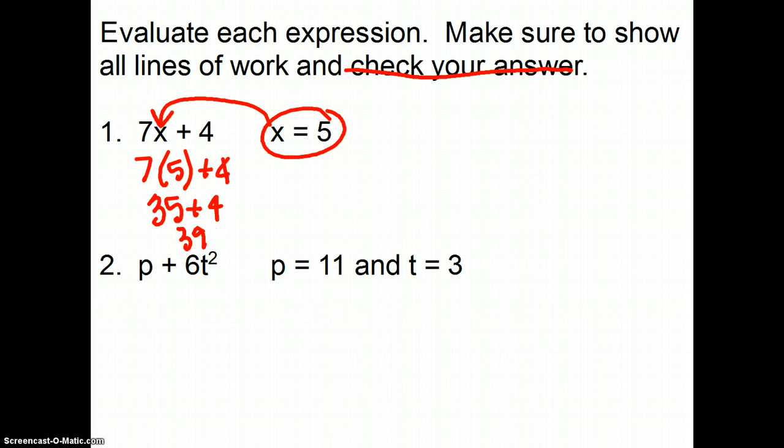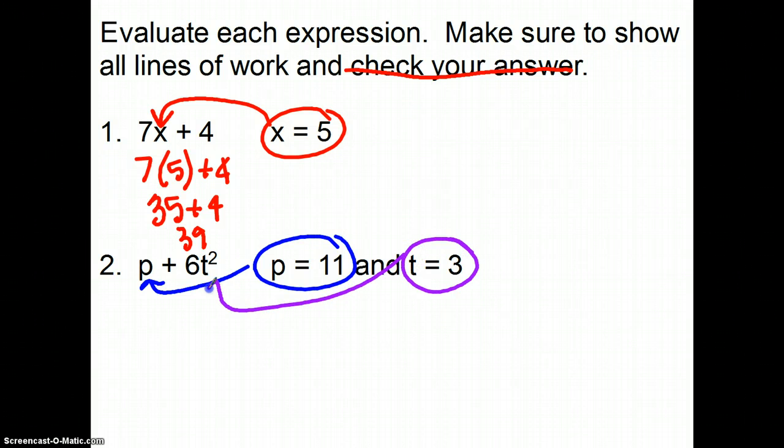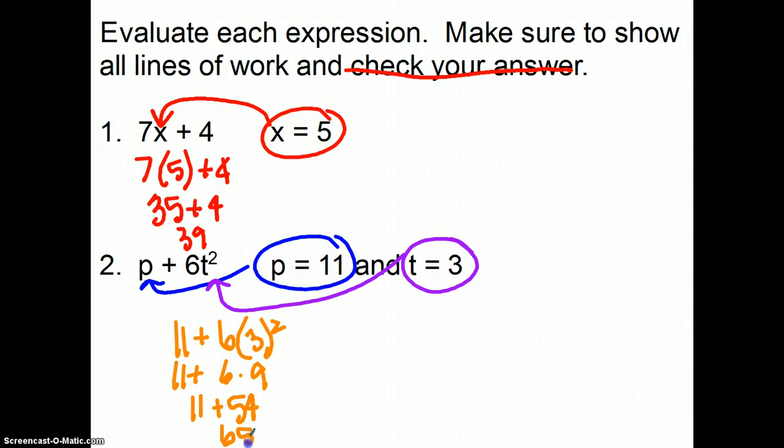The second one, p is equal to 11, and t is equal to 3. Okay, so I have 11 plus 6 times 3 squared. Order of operations says I must do the 3 squared first, which is 9, times 6 and plus 11. Order of operations then says I have to do 9 times 6 first, which is 54, plus 11 is 65.